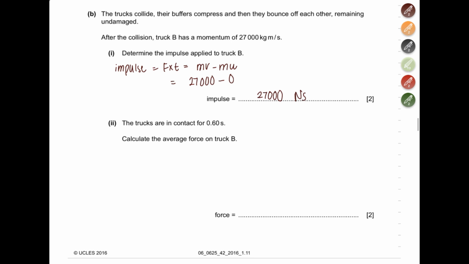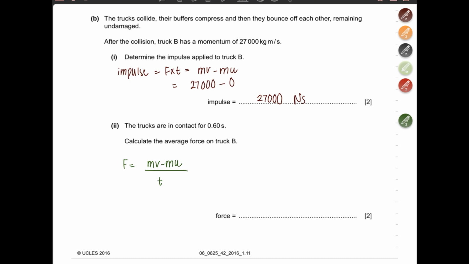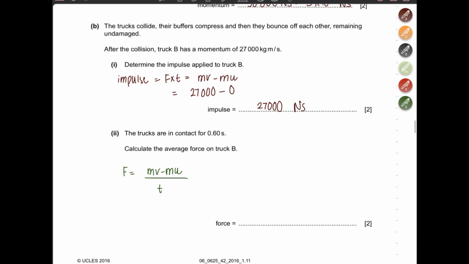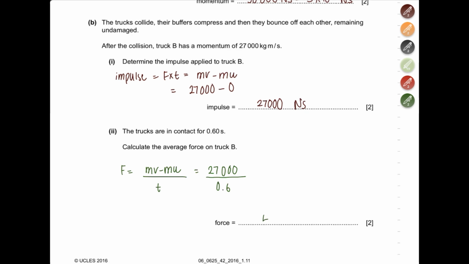Now it says the trucks are in contact for 0.6 seconds. Calculate the average force on truck B. What is the formula for force? Force is (mv minus mu) divided by time. What is the change in momentum of truck B? It's 27,000, like here, divided by time. Time here is 0.6 seconds. That gives 45,000 newtons. It can also be written as 4.5 times 10 to the power 4 newtons, because 1, 2, 3, 4.